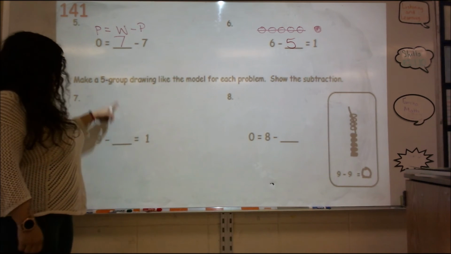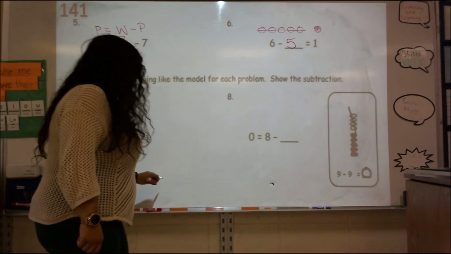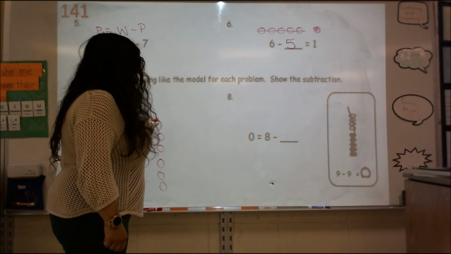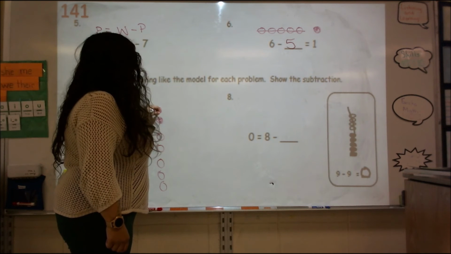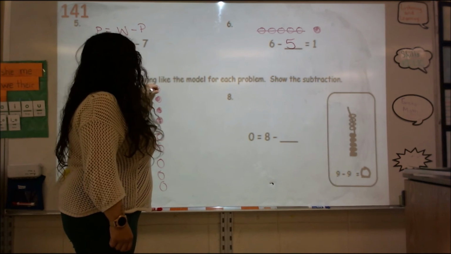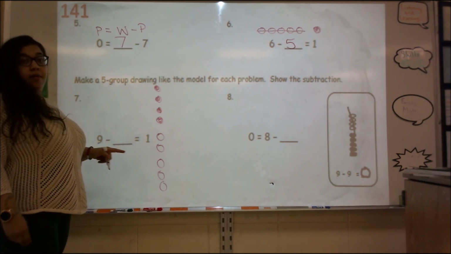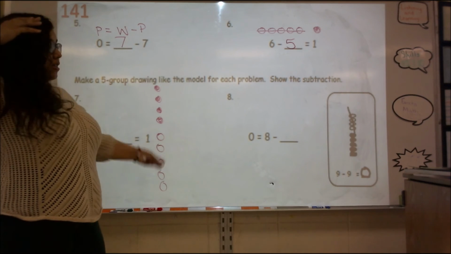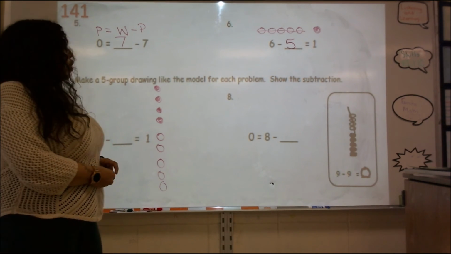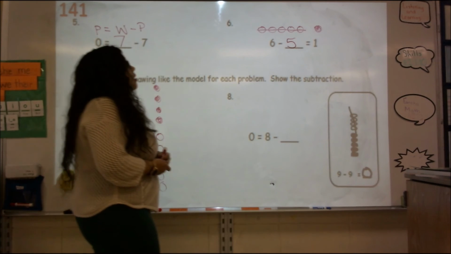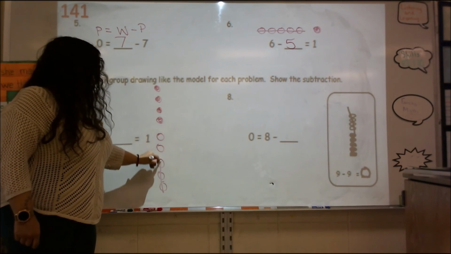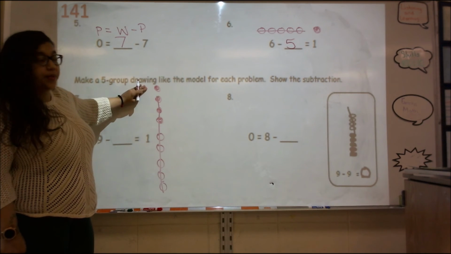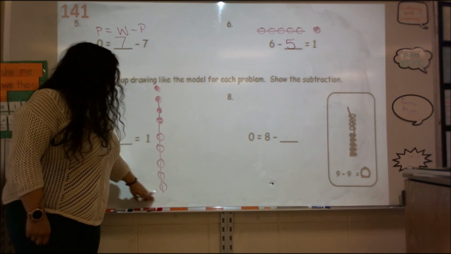Let's draw our vertical picture, which means up and down. So 1, 2, 3, 4, 5, 6, 7, 8, 9. So 9 minus an unknown number is equal to 1. 9 is our whole, 1 is our remaining part, and we have a missing part. We will again, as we did here, cross off, leaving just 1 left. See how I didn't need to count this? Because I know I'm just going to leave 1 with no mark. What I need to find out is how many I marked through.